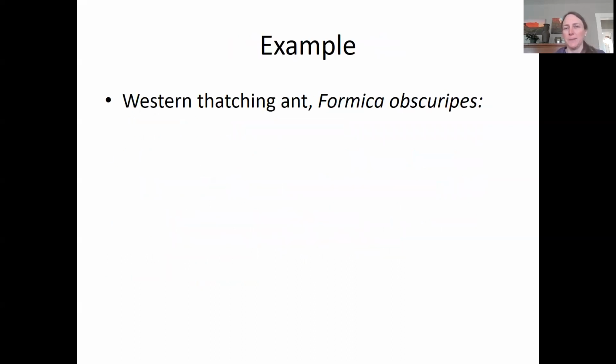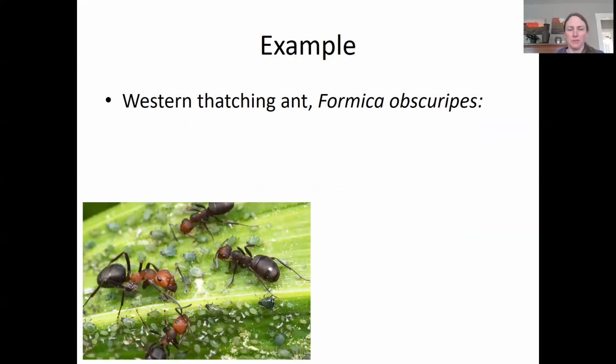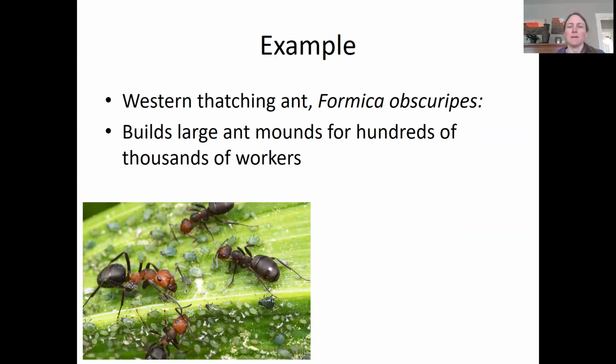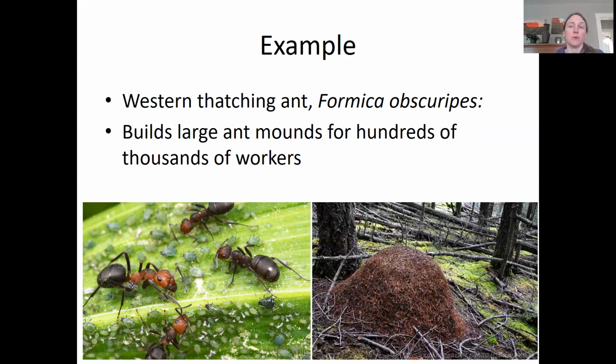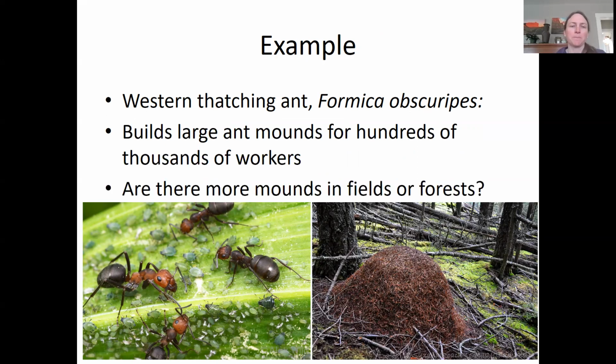Okay, so for example, there's an ant called the Western thatching ant, Formica obscuripes. Here's a picture of this ant, and it builds these huge ant mounds for hundreds of thousands of workers, and they look like this out in the forest, and you can find these around Washington. So what if we made an observation, wow, looks like there's a lot of ant mounds in these forests, compared to the fields or something.